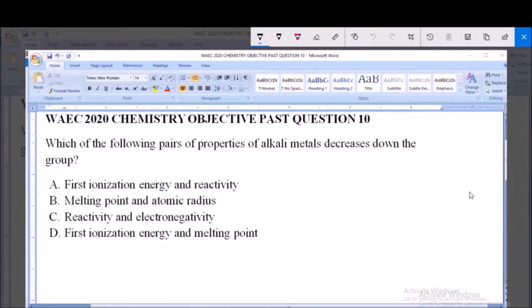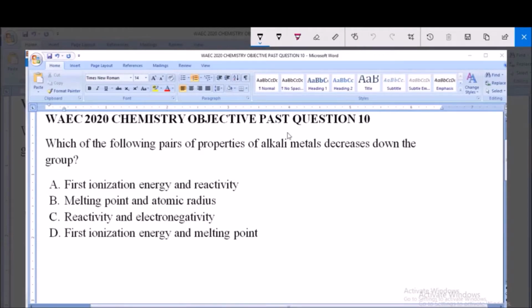Hello and welcome. I'm going to be answering WAEC 2020 Chemistry Objective Past Question 10. Which of the following pairs of properties of alkali metals decreases down the group? A. First ionization energy and reactivity. B. Melting point and atomic radius. C. Reactivity and electronegativity. D. First ionization energy and melting point.